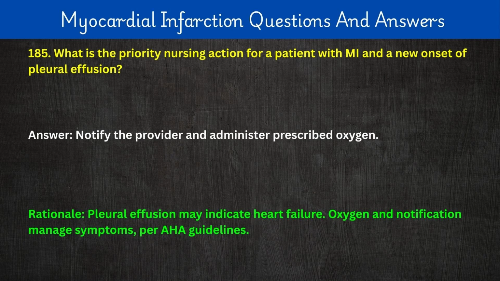185. What is the priority nursing action for a patient with MI and a new onset of pleural effusion? Answer: notify the provider and administer prescribed oxygen. Rationale: pleural effusion may indicate heart failure. Oxygen and notification manage symptoms per AHA guidelines.